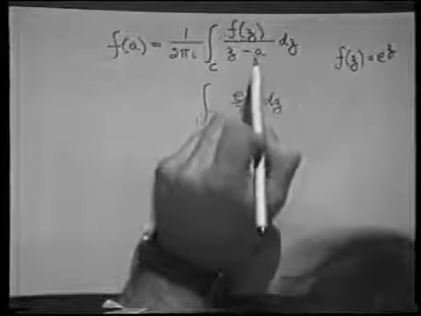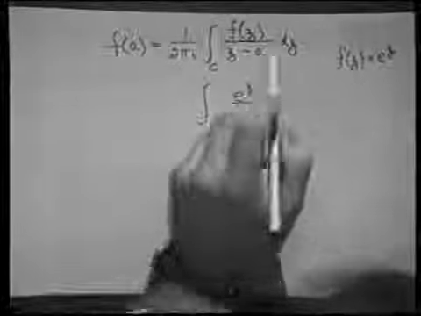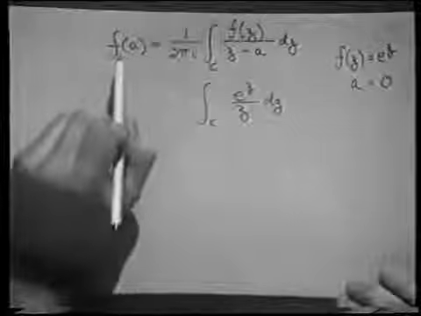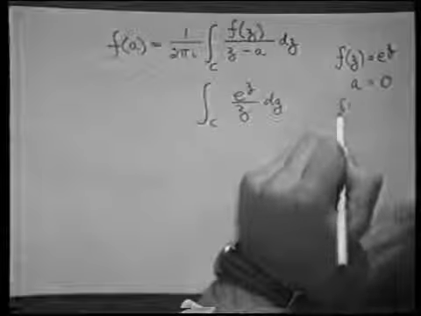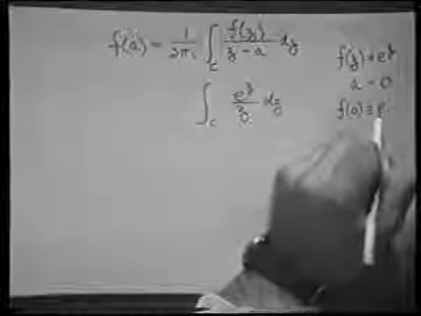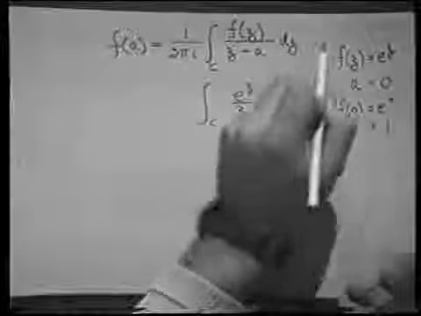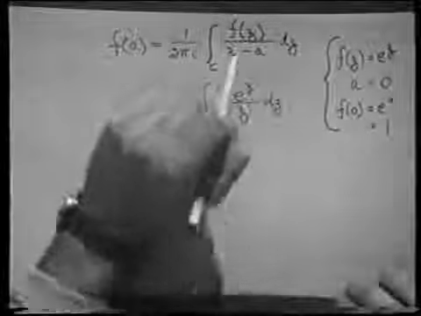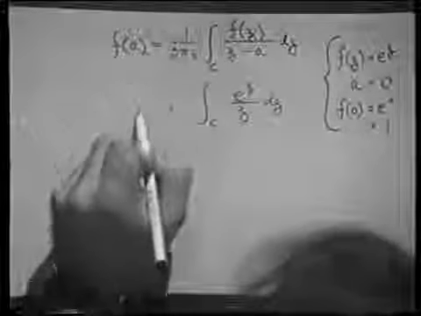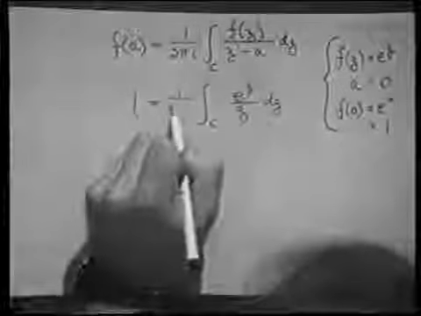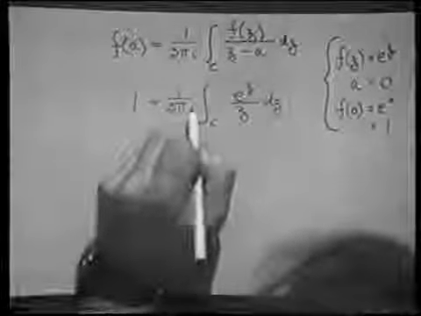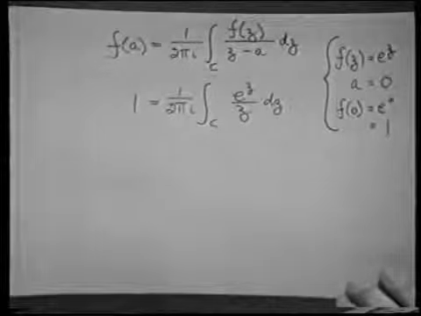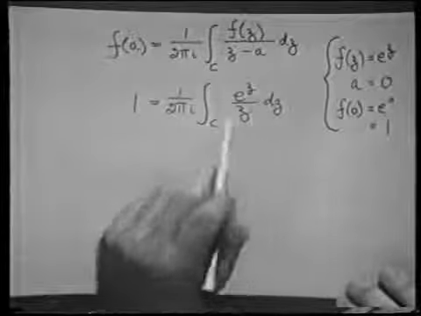Now I have to pick my point A. Well, all I've got down here is z, so that fixes A as simply being 0. Now on the left-hand side, I want to evaluate f of A. That's f of 0, which in this case is e to the 0, which is just 1. So to relate the integral in the hint to Cauchy's formula, all I've got to do is put this in, and I have 1 is 1 over 2 pi i, that complex integral.